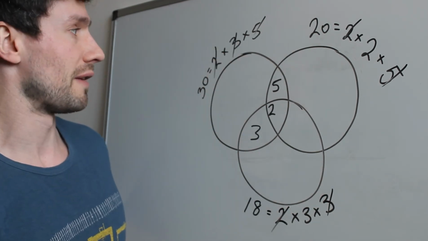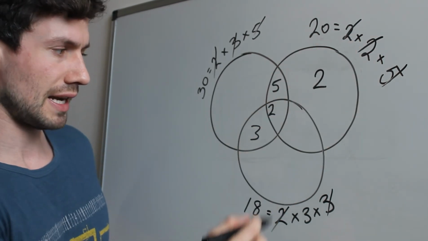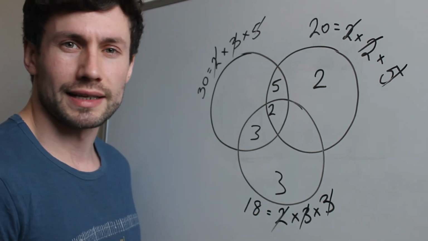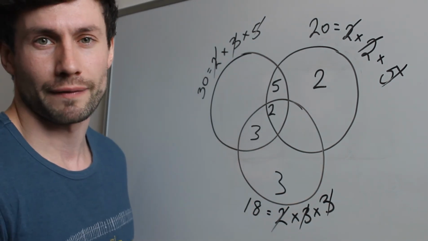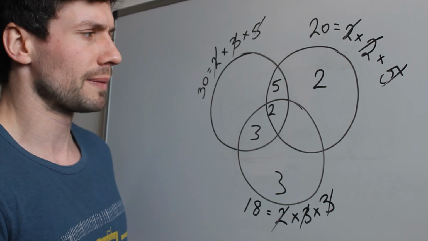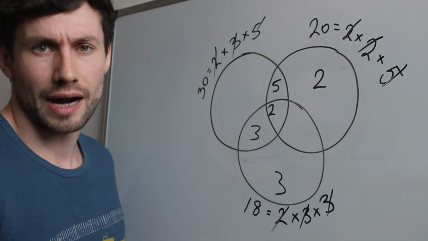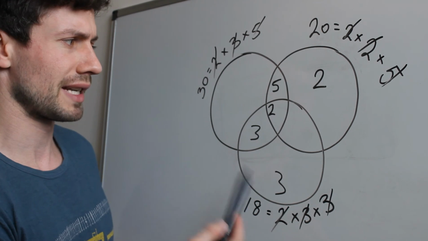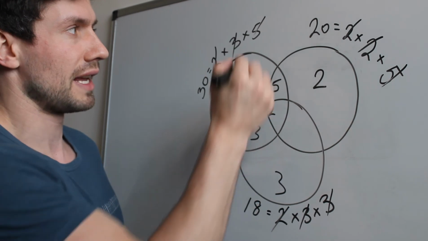And now we need to simply fill in the rest of the diagram with one extra 2 in the circle for 20 and one more 3 in the circle for 18. Now we can clearly see that the highest common factor of these 3 numbers is 2, the only prime factor which is in the intersection of all three sets. In order to get the lowest common multiple, we simply multiply together all of the primes that we can see in the union, the entirety of the Venn diagram. That's 2 times 2 times 3 times 3 times 5, which is 4 times 5 times 9, which is 180.